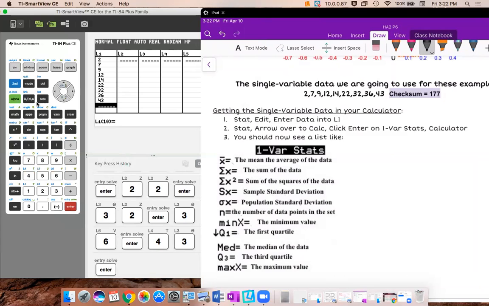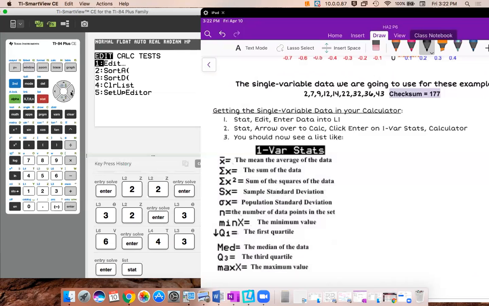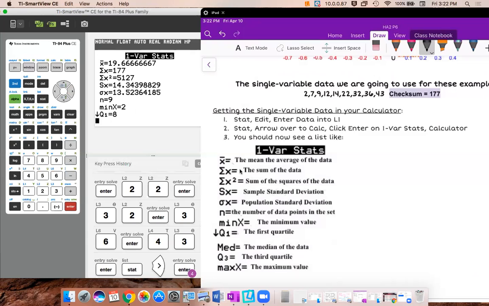Once you have all of your data entered, you're going to click stat, arrow over to calc, and where it says 1 bar stats, you're going to click enter, and then go down to calculate. And then you get a list that looks like this. And this is the explanation of all of these.